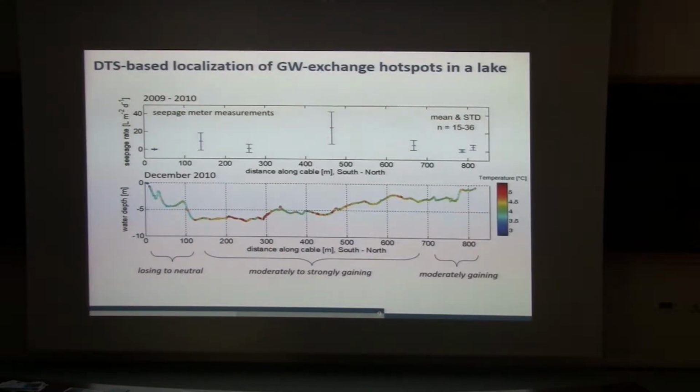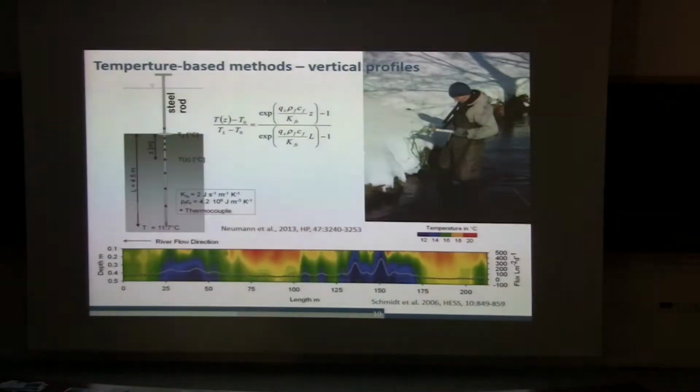And you could, for this system, pretty nicely see that we have a losing to neutral condition at the southern end, a moderately to strongly gaining area with these hotspots with very high temperatures, and a moderately gaining situation here. So basically the losing here is indicated also by these low temperatures. This was done in December, in winter, when the water at the lake bottom is around 4 degrees. And so you have these very low temperatures here, whereas here they're modulated by the upwelling groundwater.